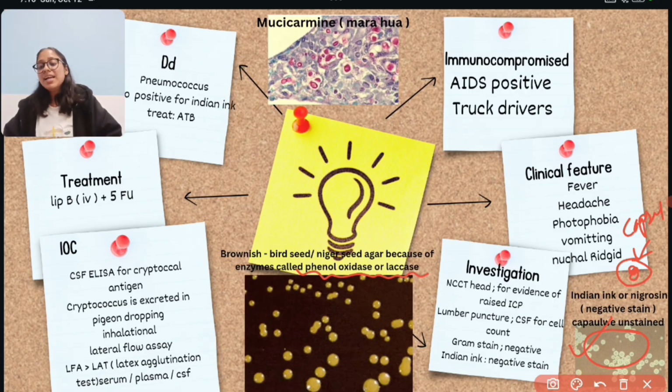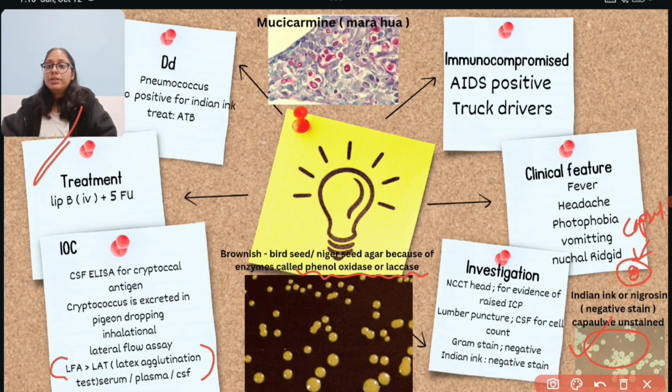Now, this is one of the important points from the exam point of view: LFA, that is your lateral flow assay, is more important than the latex agglutination test, because it was found that lateral flow assay gives a better diagnosis than the latex agglutination test. You can do this in your serum, plasma, or CSF. Usually we use CSF. What is the treatment? Liposomal amphotericin B, which we give IV, and 5-flucytosine. So you have to remember this as well.